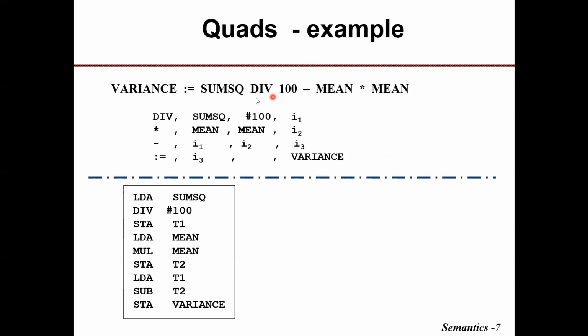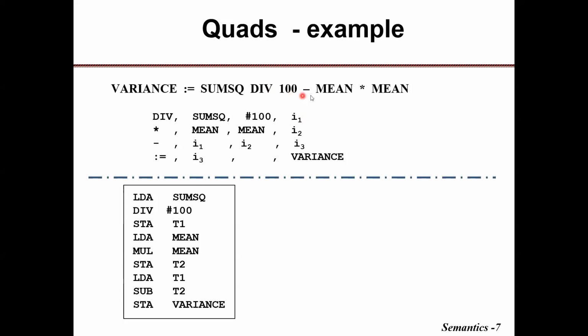So this first divide is the highest level precedence, and its two operands are sum square and 100. The first quad we would generate will be the div function, followed by operand 1, sum square, followed by 100. It's an immediate value, so we indicate immediate value here as 100, and it's only a sub part of this whole expression, so we need to create a temporary variable to store that result into. So we'll do I1.